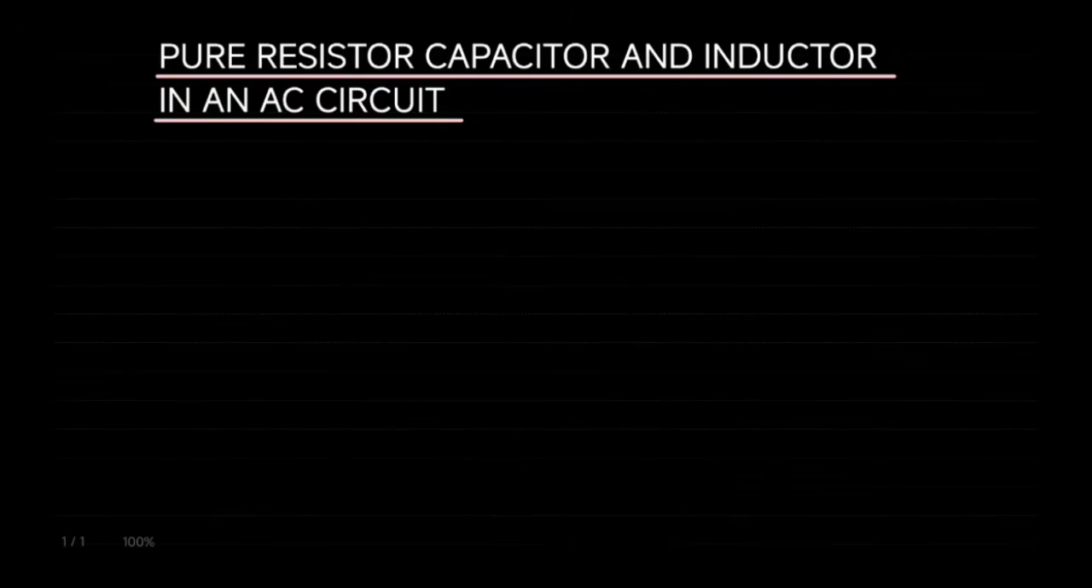In this video, we'll be looking at pure resistor, capacitor, and inductor in an AC circuit. Now, before looking at this topic, we'll be talking about resistor, capacitor, and inductor. These are three devices that play a very important, vital role in AC circuits. A resistor is defined as the device that opposes the flow of currents. Resistor, measured in ohms, opposes the flow of currents.